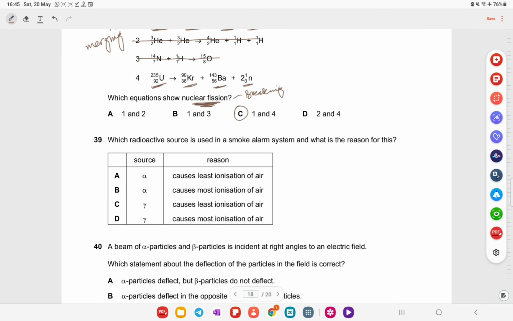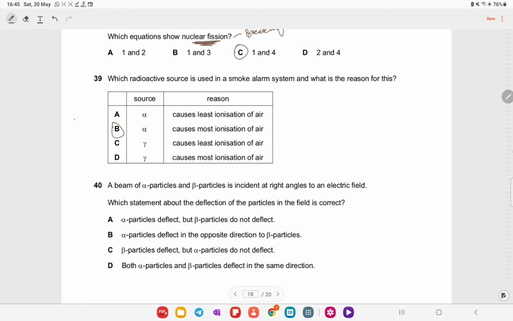Which radioactive source is used in smoke alarm systems, and what is the reason for this? It's going to be alpha that is used for this purpose. If you have studied the uses of alpha, beta, and gamma, you can easily identify these MCQs and why they are used, because alpha causes the most ionization of air.